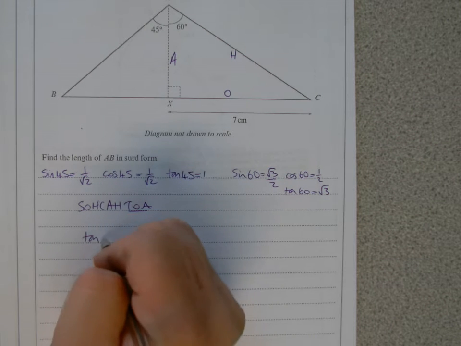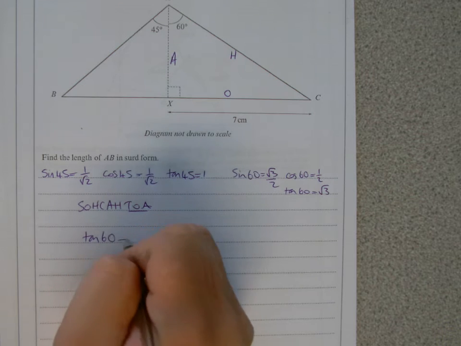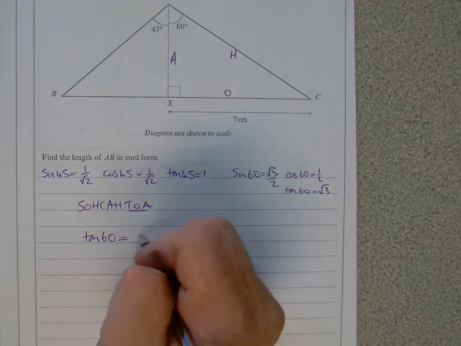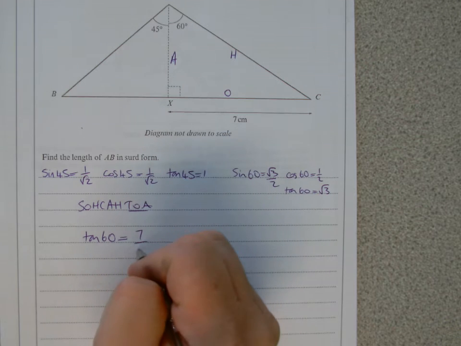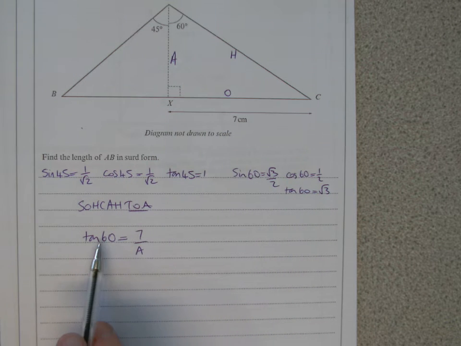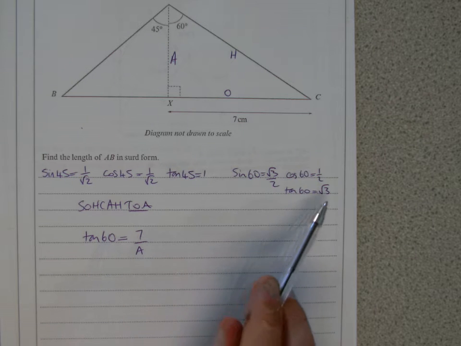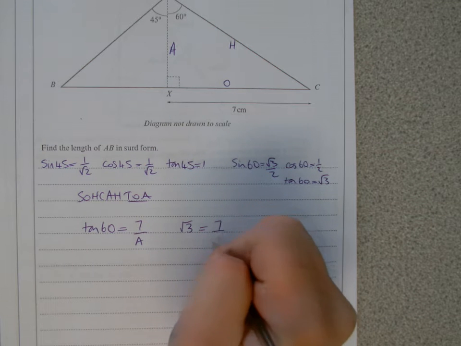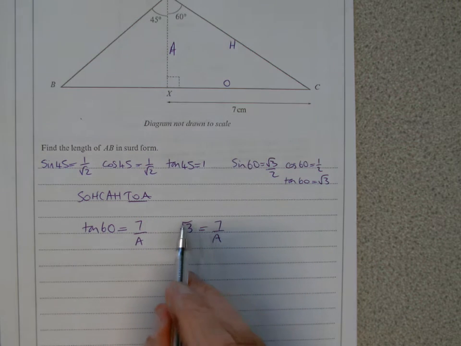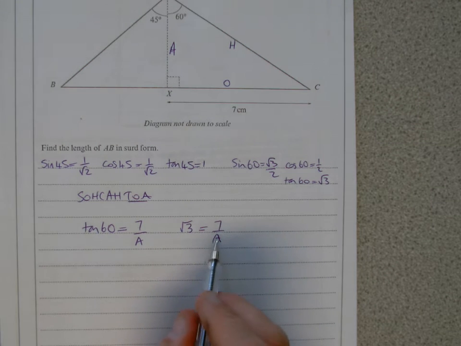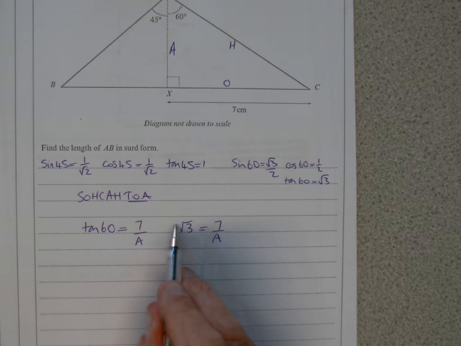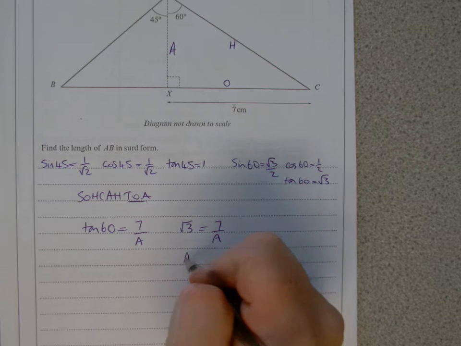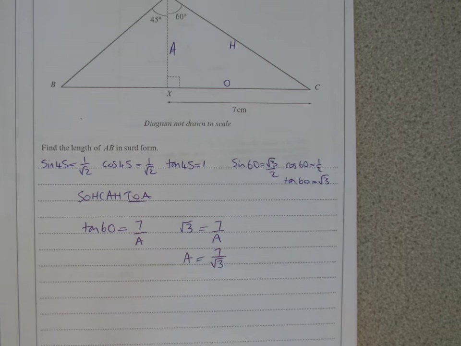So tan of the angle, which is 60 degrees, will equal opposite, which is 7, divided by the adjacent, which I want to work out. Now the good thing is, tan 60, we know, is root 3, so I can put that in straight away. Root 3 equals 7 over A. And of course, to get A, we need to swap these around. You take the A up, because you're dividing by A. Take it up and times. So it'll be A times root 3. But then you take the root 3 back down. So A equals 7 divided by root 3. Okay, that's what A is.